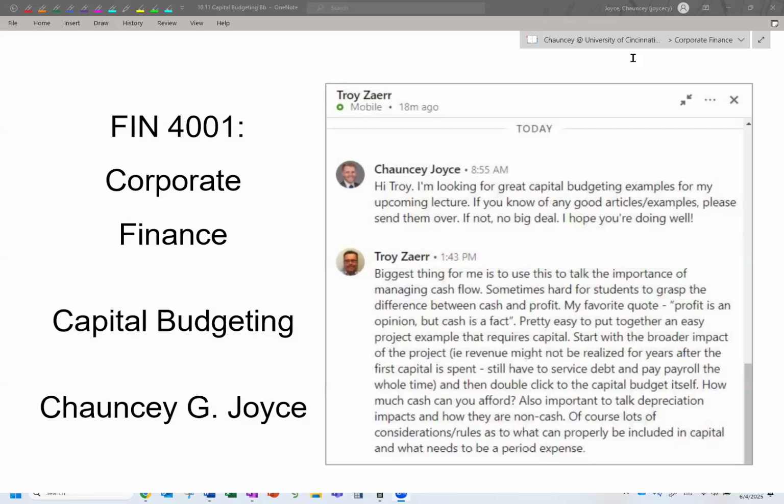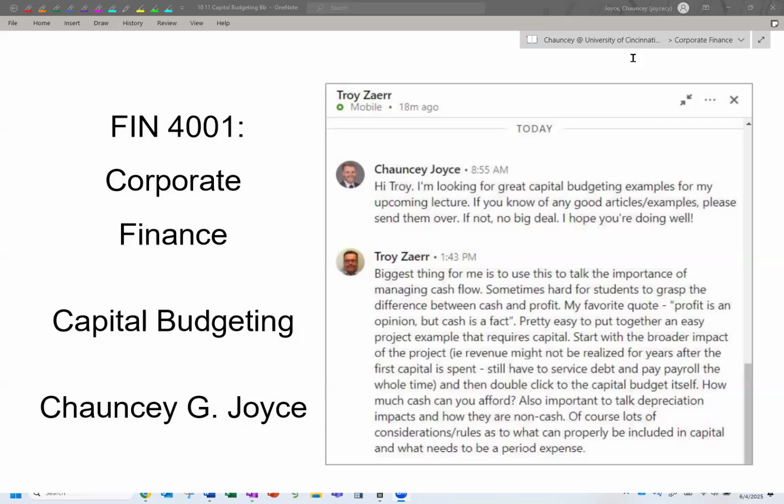Pretty easy to put together an easy project example that requires capital. Start with broader impact of the project, i.e. revenue might not be realized for years after the first capital is spent. Still have to service the debt and payroll the whole time, and then double check the capital budget itself. How much cash can you afford? Also important to talk about depreciation impacts and how they are non-cash. Of course, lots of consideration and rules as to what can properly be included in capital and what needs to be in a period expense.